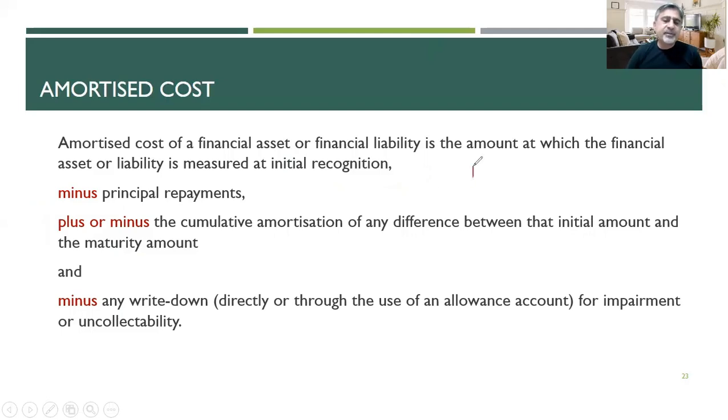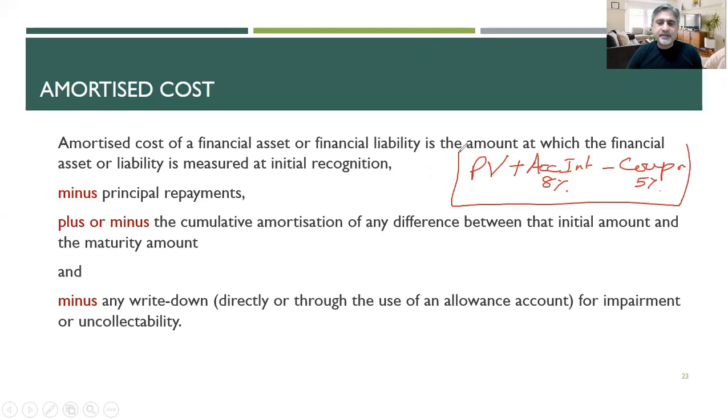In general, you should remember that amortized cost should be the present value plus accrued interest, which you will calculate at, remember, the effective interest rate, 7%, 8%, minus the coupon payments. Coupon payments probably were 5% or 6%. This is the general thing.